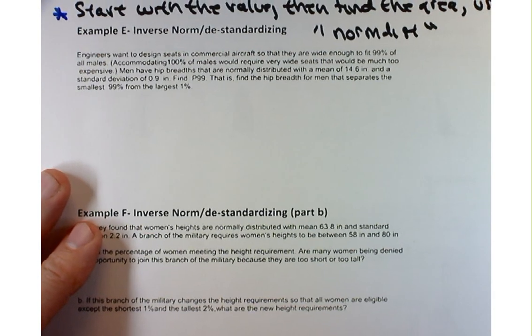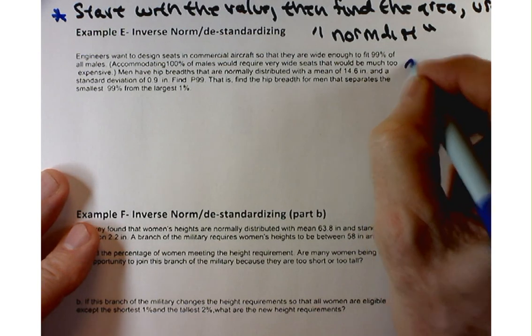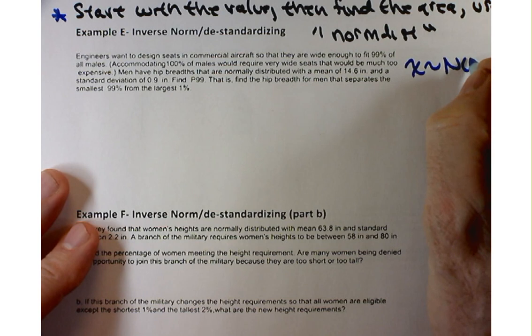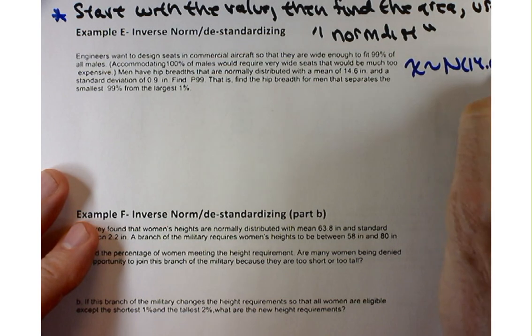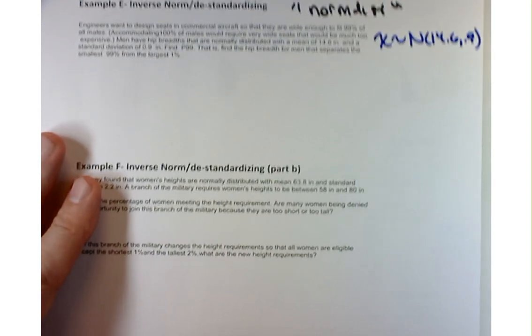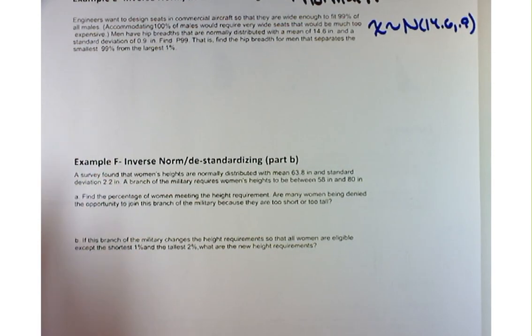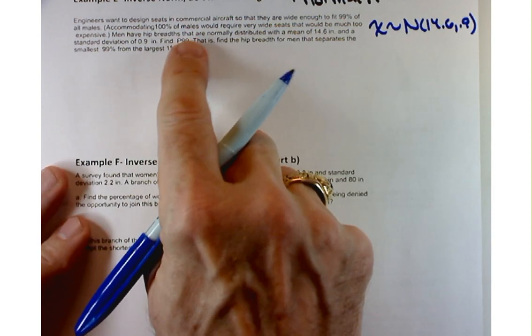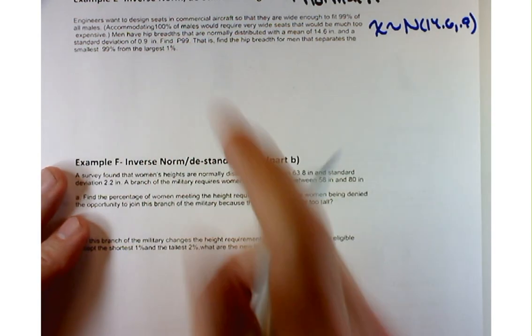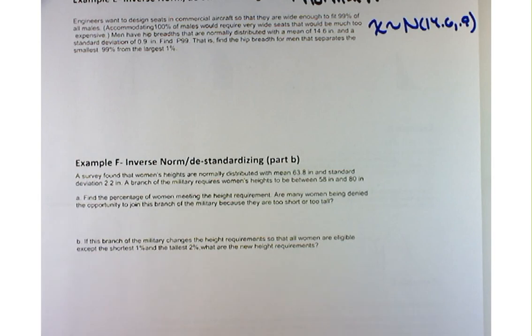So right here is some relevant information. Let's just write that down like this. X is distributed normally with a mean of 14.6 and a standard deviation of 0.9. So just to have that handy. We want to find P99, the 99th percentile. So, let's see if we can do that.